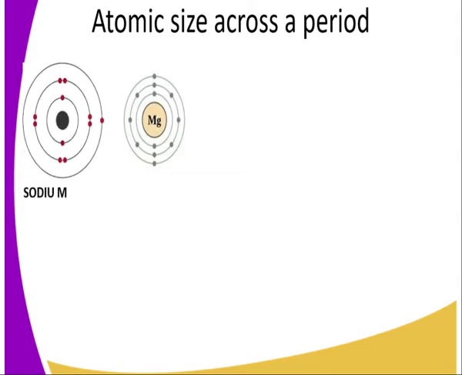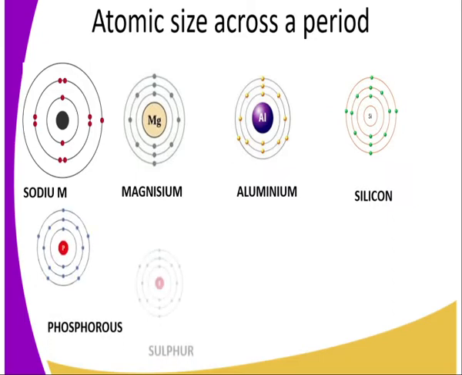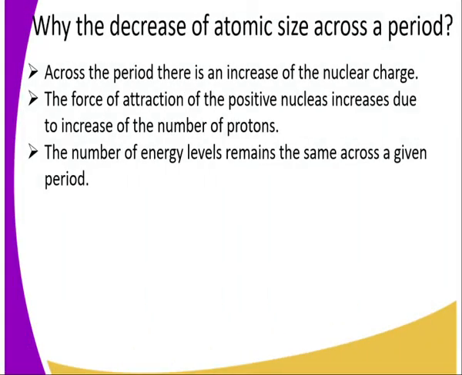Now let's look at atomic size across the period. Sodium, metal, we have magnesium, we also have aluminium, silicon, phosphorus, sulfur, chlorine, and we also have argon. So across the period, as you can see from this illustration, the atomic size decreases. What makes atomic size decrease across the period?